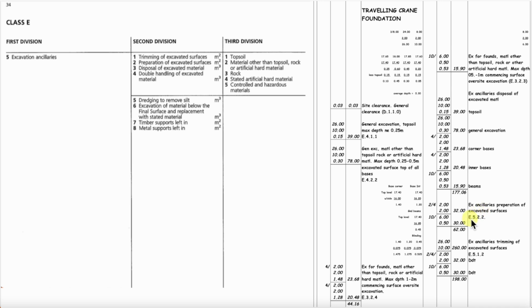We have a code here of E5.2.2. So E5.2, preparation of excavated surfaces, material other than topsoil. So that's correct. Let's look at the next one. Excavate ancillaries trimming, and it's E5.1.2. So it's E5.1, which is trimming, and 2, material other than topsoil, rock or artificial hard material. So both of those codes and descriptions are compliant with the method of measurement.